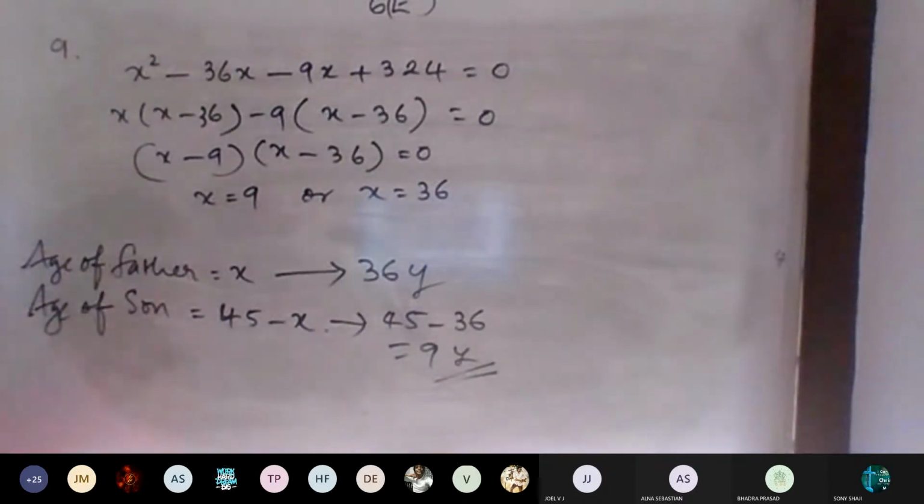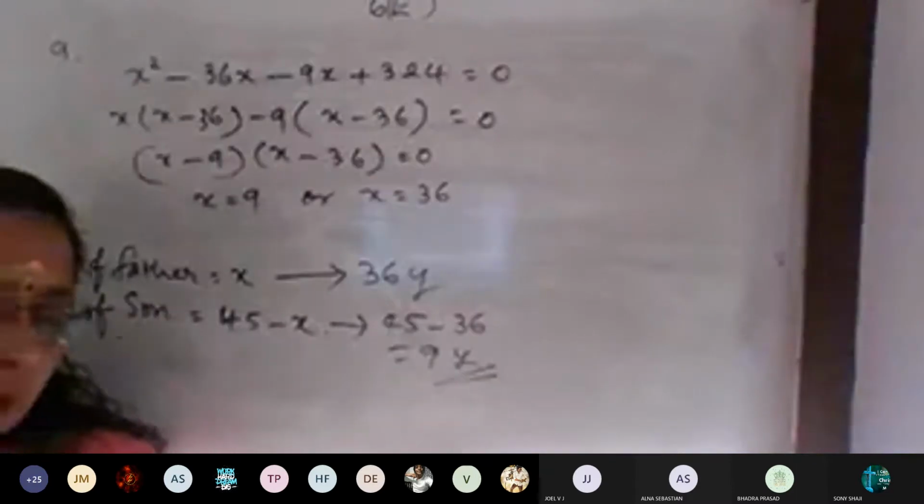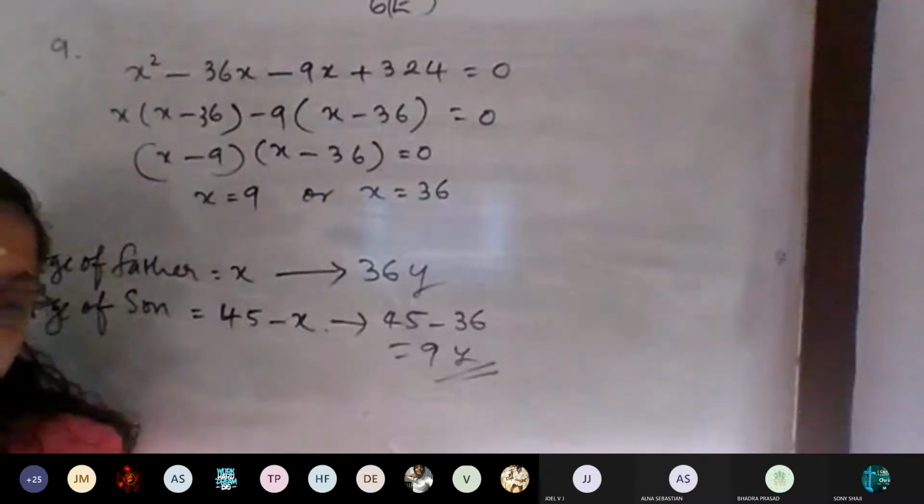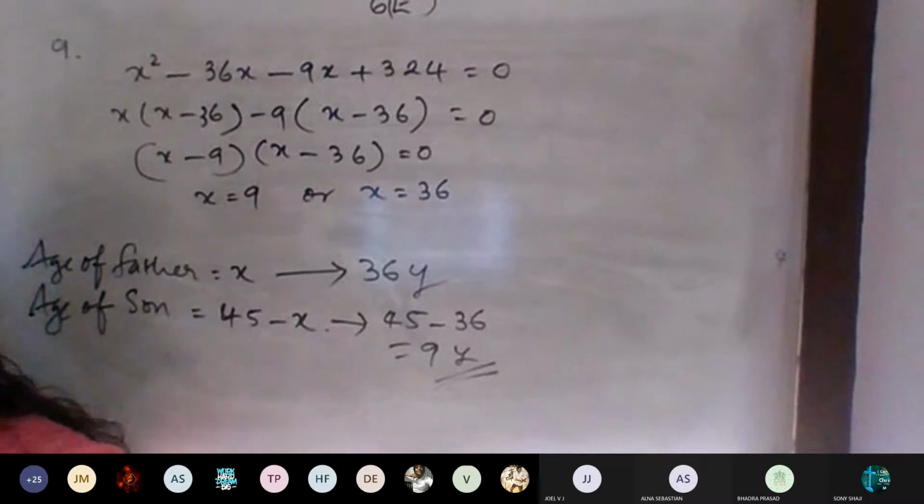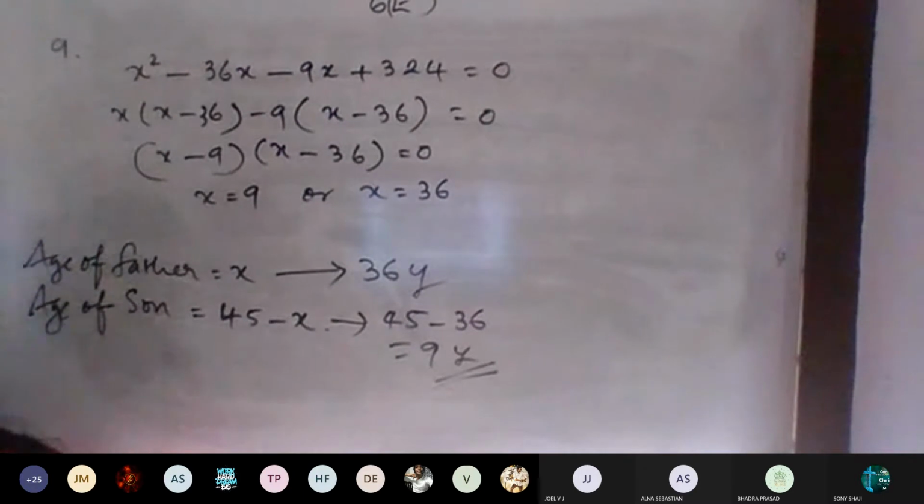Mohan takes 16 days less than Manoj to do a piece of work. If both working together can do it in 15 days, in how many days will Mohan alone complete the work?